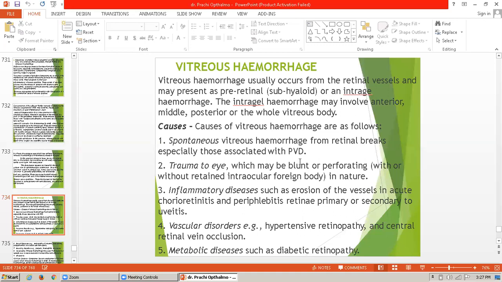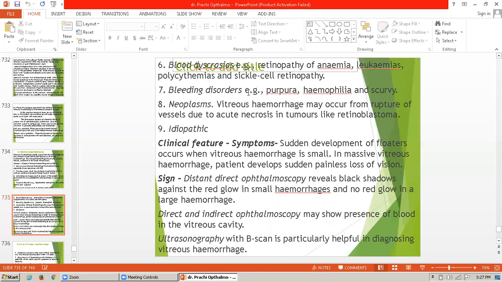When there is trauma to the eye, which may be blunt or perforating. Third, when there is an inflammatory disorder such as erosion of the vessels, acute chorioretinitis and periphlebitis, which may be primary or secondary to uveitis. The fourth is vascular disorders, for example, hypertensive retinopathy and central retinal vein occlusion. Fifth is metabolic diseases such as diabetic retinopathy. Sixth is blood dyscrasia, for example, retinopathy of anemia, leukemia, polycythemia, and sickle cell retinopathy. Seventh is bleeding disorders, for example, purpura, hemophilia, and scurvy.